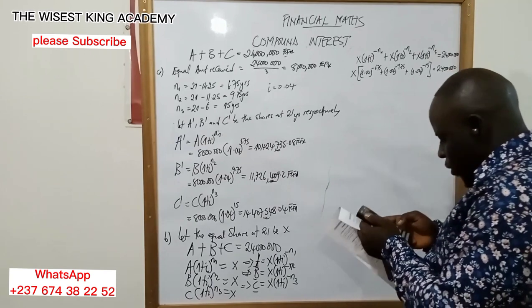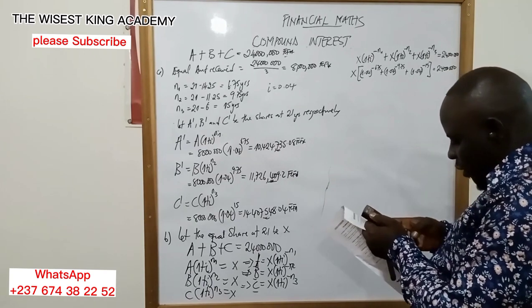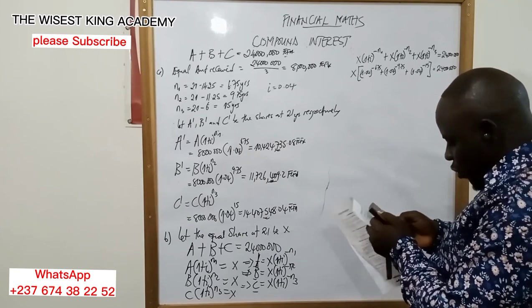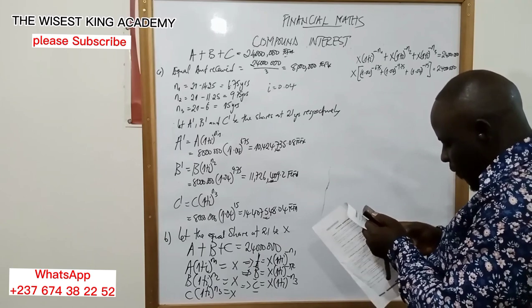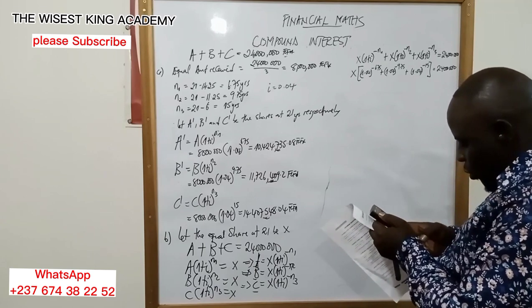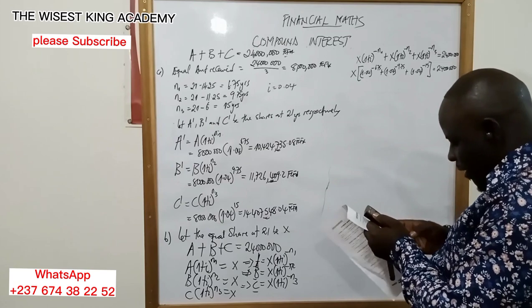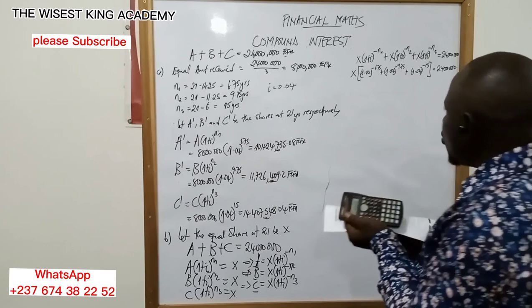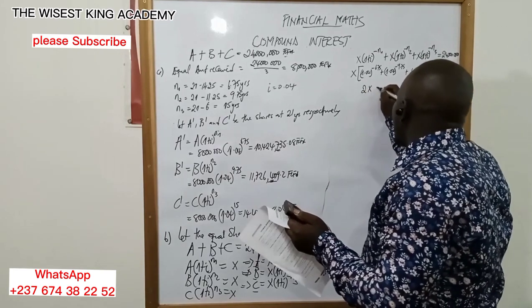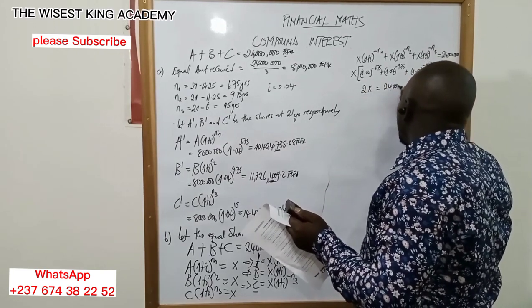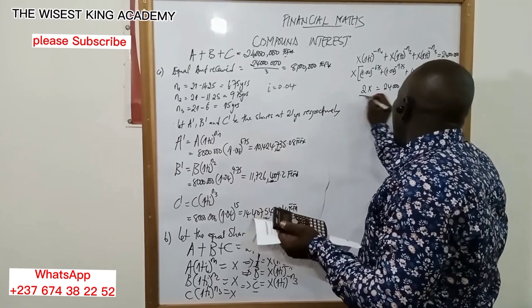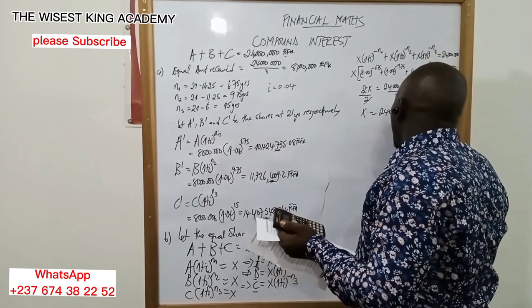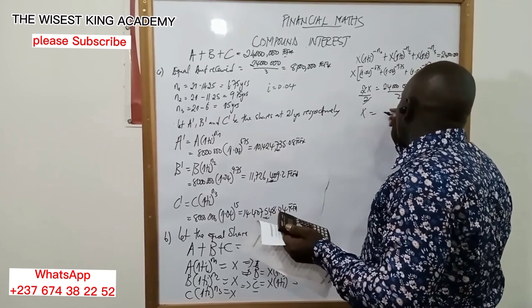1.04 raised to the power negative 6.75 plus 1.04 raised to the power negative 9.75 plus 1.04 raised to the power negative 15 equals to. So shift 2. So this will actually be 2x, which is equal to 24 million. Divide both sides by 2. So x is equal to what? 24, sorry, 12 million.